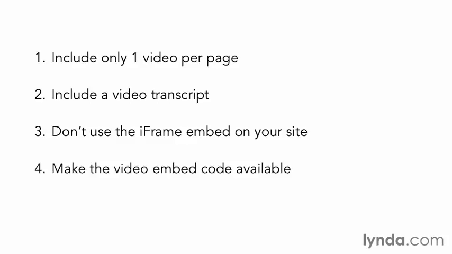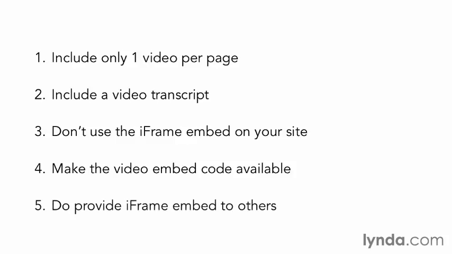Make sure the video embed code is available on your page so people can put it onto their sites, so that they can embed it elsewhere. And finally, if you're being picky and you really want to make sure that only your page ranks for the video, give those other people the iframe version of the embedding code. What that will do is ensure that they put the video on their site and people can view it, but Google will only recognize the video on your site.